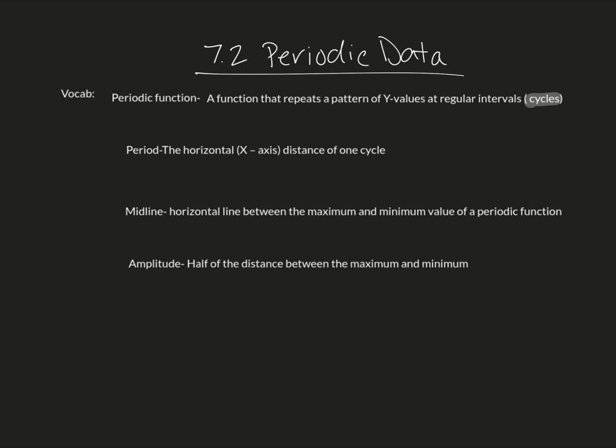Now the next word, amplitude, is kind of similar to the midline in that it is half the distance between the maximum and the minimum. But the amplitude just needs the actual number. So what is half the distance between the maximum and minimum? Whereas midline is actually a line. It's going to be an equation. So y equals wherever that horizontal spot is between the maximum and minimum. So let me get a graph on here and show you guys more in pictures what I'm talking about.